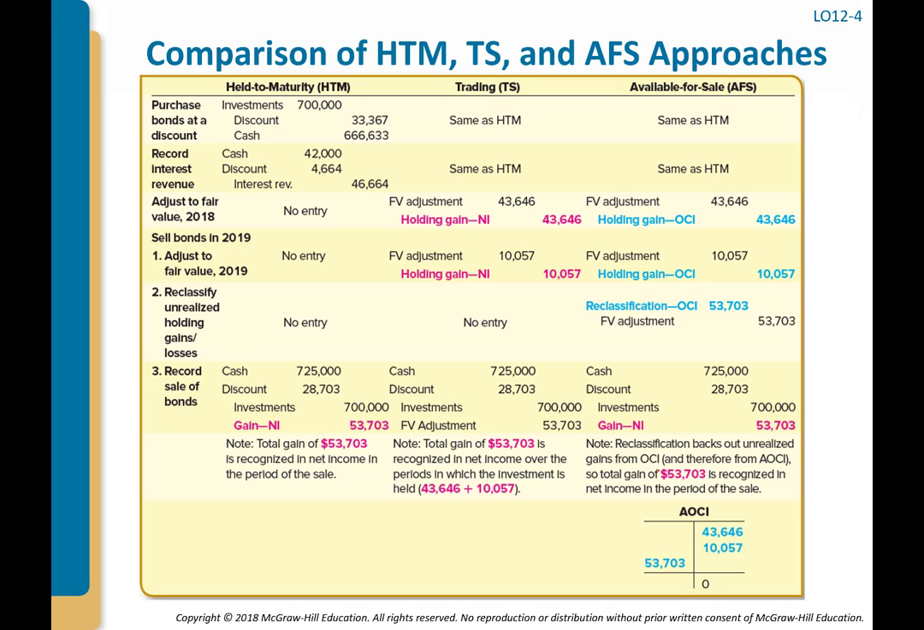Question? Okay, good. That's good. This is about as hard as Chapter 12 gets. This is about the maximum of difficulty when you're dealing with available for sale, because the reclassification adjustment, you've got to take it out, you've got to put it in, you've got to take it out, and you put it into net income, right?